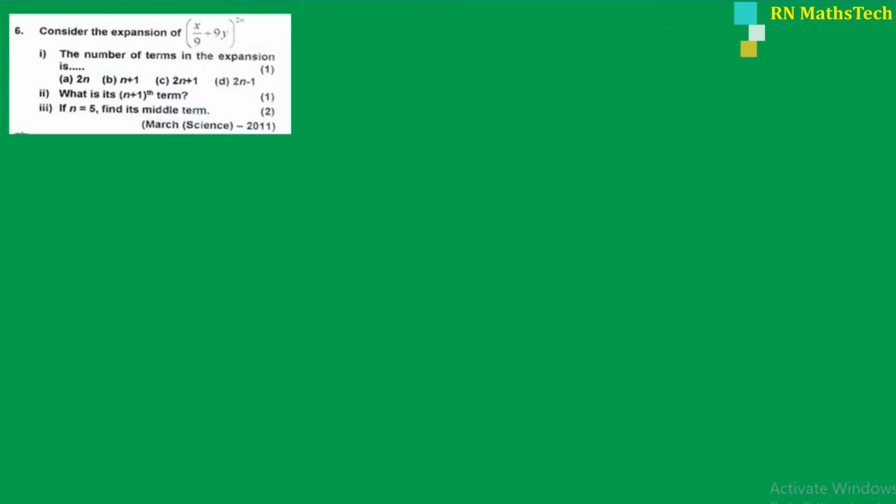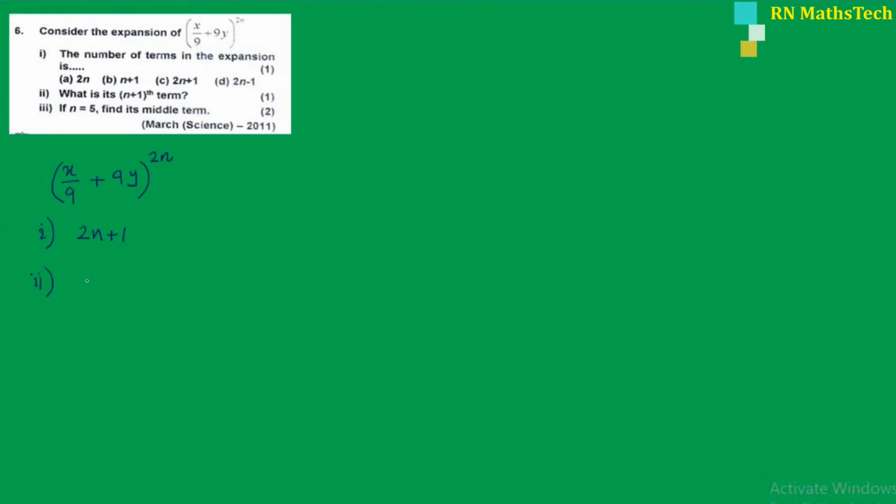Okay, next one. Consider the expansion of (x/9 + 9y)^(2n). First part: the number of terms in the expansion. The number of terms in the expansion is 2n + 1. Now the second part: what is the (n+1)th term?